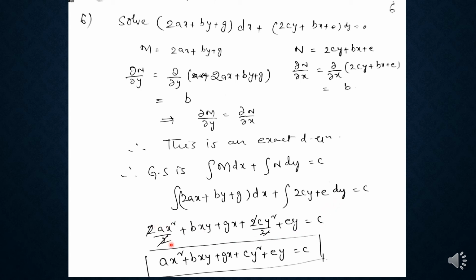So by simplifying this, we will get ax square plus bxy plus gx plus cy square plus ey is equal to c. This, ax square plus bxy plus gx plus cy square plus ey is equal to c, is the general solution for the given differential equation (2ax plus by plus g) dx plus (2cy plus bx plus e) dy is equal to 0.